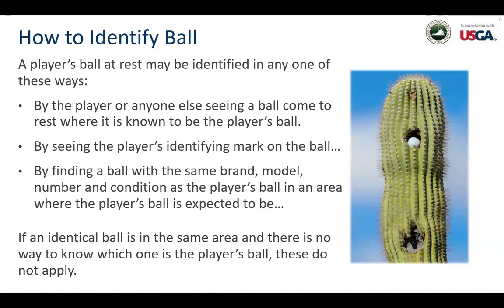But if you get down to the last part of this slide, if you do find an identical ball, so I'm playing a Titleist 2 with no identifying mark, and there's another Titleist 2 in the same area, now I don't know which ball is mine and which one is someone else's. So now we have a lost ball situation. Even though we know one of them is mine, we can't determine which one exactly it is. So now I have to go back under stroke and distance. That's why a mark could have saved me in that case, because if my Titleist 2 had my blue circle on it, which I use to identify my ball, then I would have saved myself a stroke and distance penalty.